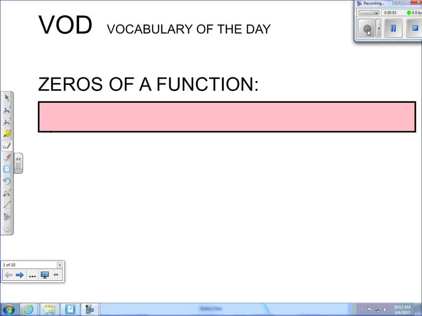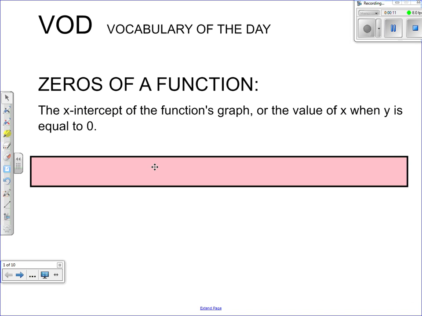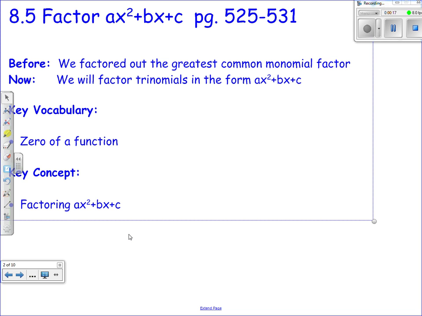Vocabulary of the day: zeros of a function. We talked about this with linear functions. Today we're going to talk about it in terms of quadratic functions. Zeros of a function is defined as the x-intercepts of a function's graph, or the value of x when y is equal to 0. We're in 8.5 on page 525 through page 531.